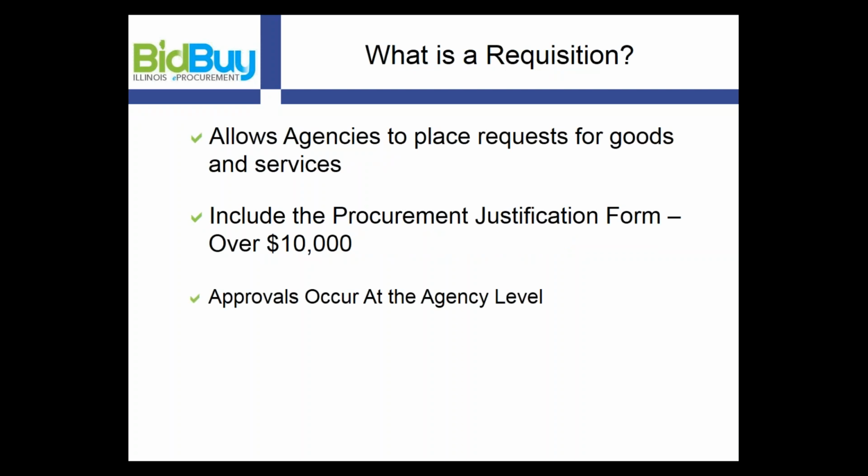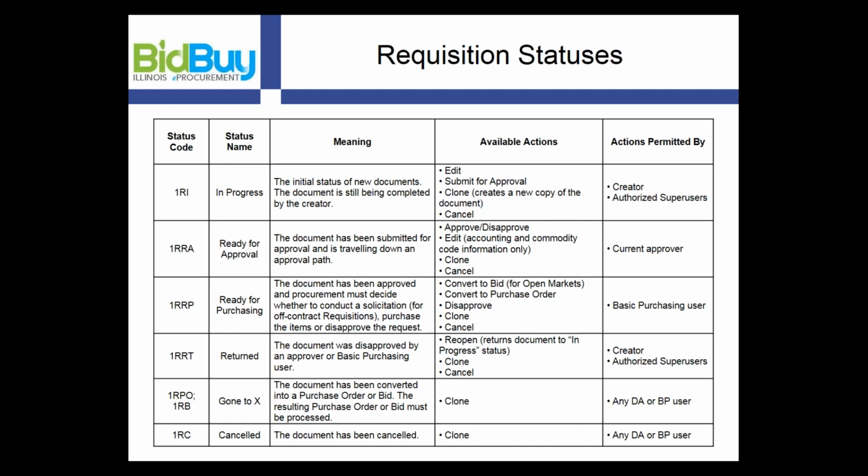It includes the procurement justification form for over $10,000 procurements, and approvals occur at the agency level. Again, those approval paths are set up by the agency based on your requirements. I would like to add real quick that we also have statewide approvals in place. So if it needs to be seen by a CMS or an STO or what have you at the statewide level, those are also configured in the system.